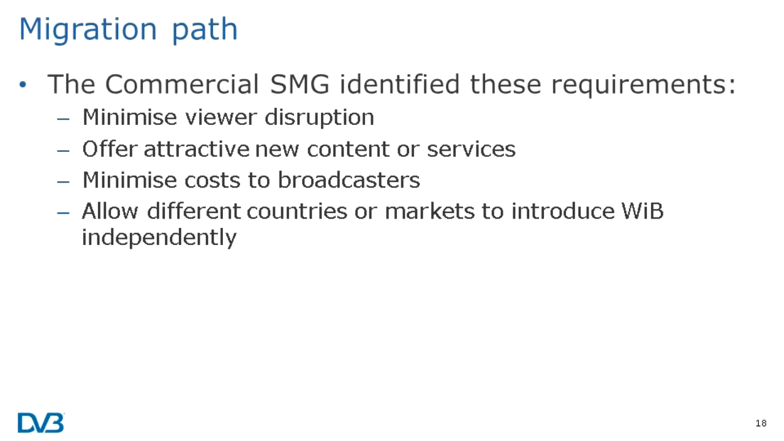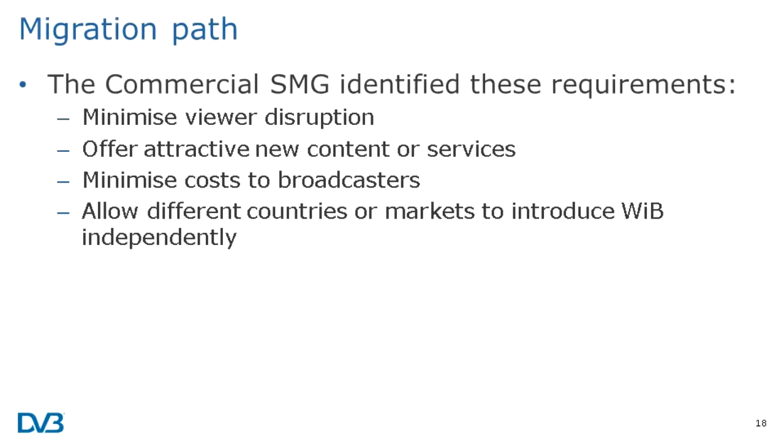Another thing that's really important to have, of course, is a migration path. That means a route, a process to get you from where you are now with your network to where you think you'd like to be eventually. And we came up with a number of requirements for a migration path.